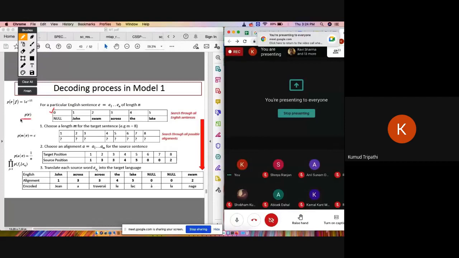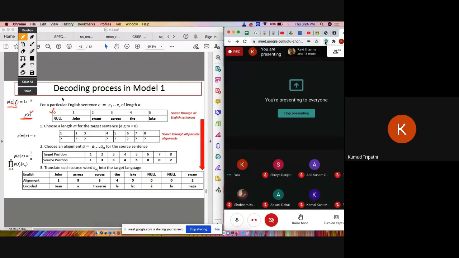This one, the language model for the English. From there you get this probability P of E. Okay. So here one more thing is given. P of E means probability of generating E when F is given.